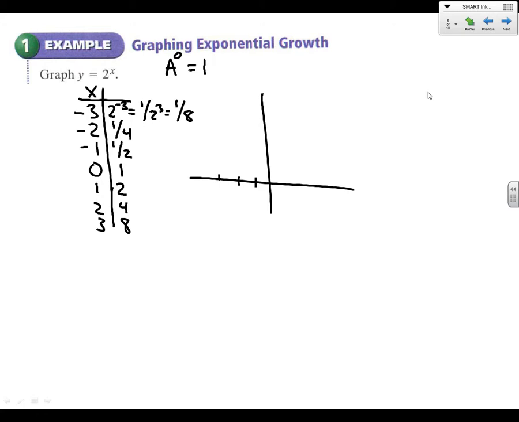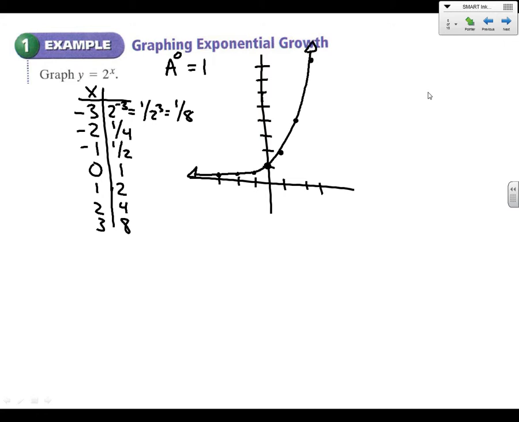So -1, 2, 3, +1, 2, 3, 2, 3, 4, got to go all the way up to 8, 5, 6, 7, 8, and so 1/8 is very low down here. 1/4 also very low. 1/2 starting to get a little higher, and then 0, 1, 1, 2, 2, 4. You can see how it's taking off. 3, 8. If we connect these, it's going to get really big, really fast.